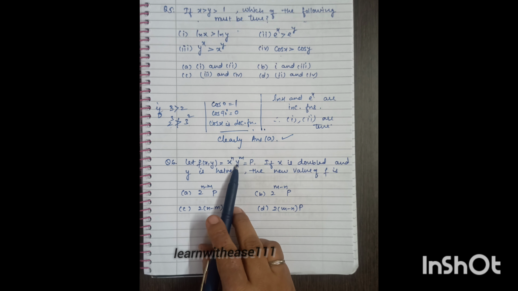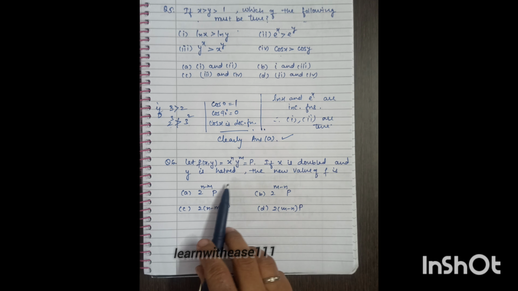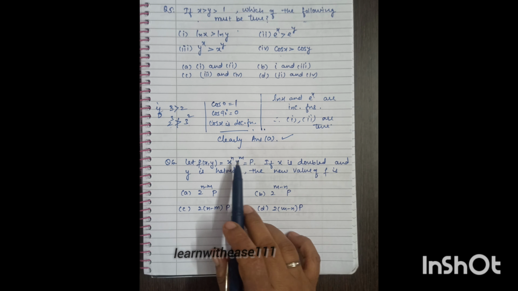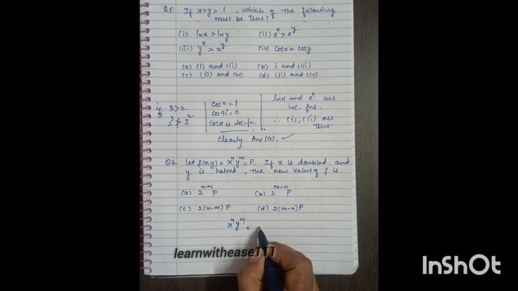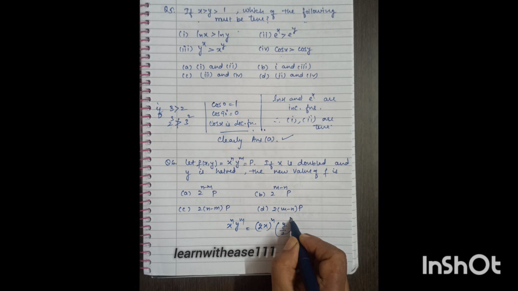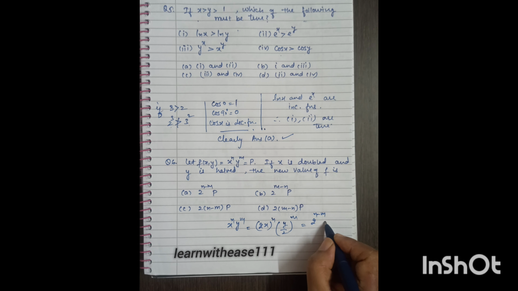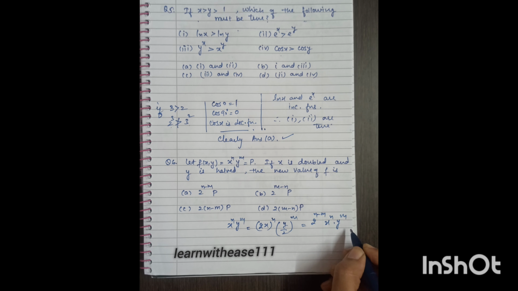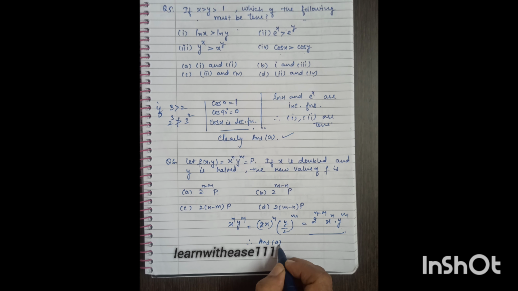In this question 6, f(x, y) is given to us as x to the power n, y to the power m, and if x is doubled and y is halved, we need to find the new value of f. So if you take 2x in place of x and y by 2 in place of y, what will be the extra term added? That will be 2 to the power n minus m, multiplied with the previous one. So the answer is A, 2 to the power n minus m times the same function.